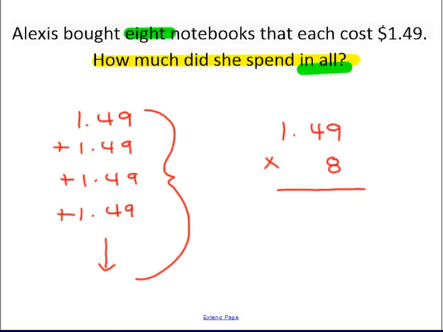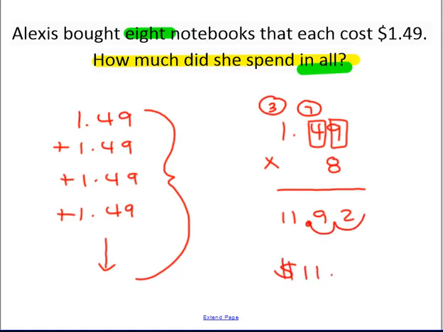So 8 times 9 is 72. 8 times 4 is 32 plus 7 is 39. 8 times 1 is 8 plus 3 is 11. Now I have 2 numbers after the decimal. So I'm going to go over 1 and 2. So Alexis spent $11.92.